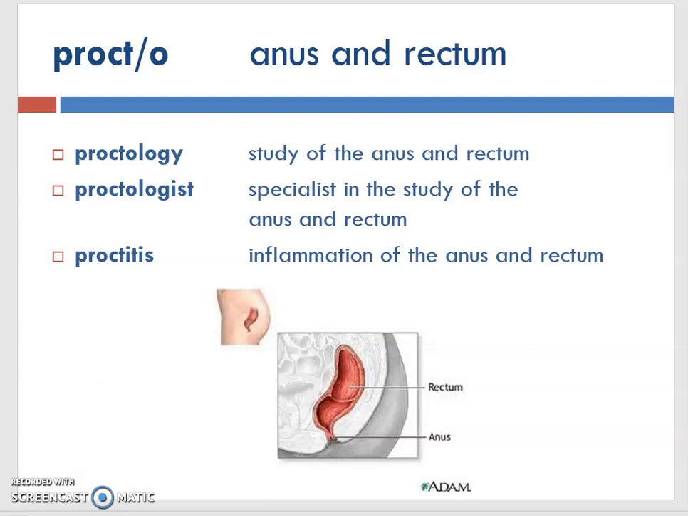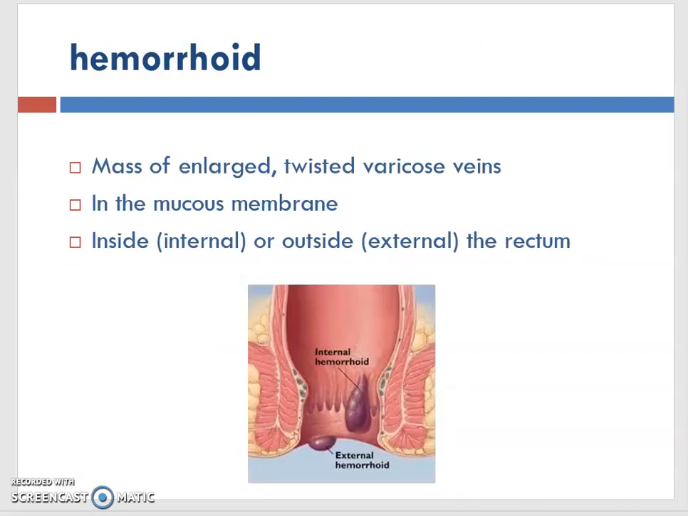As in proctology, the study of the anus and the rectum, and that's of course performed by a proctologist, a specialist in the study of the anus and the rectum, and proctitis, inflammation of the anus and rectum. Once again, inflammation can happen anywhere, and this is one of those places. And if so, we call it proctitis. You would see a proctologist, and they would perform an active proctology upon you to try to resolve that inflammation.